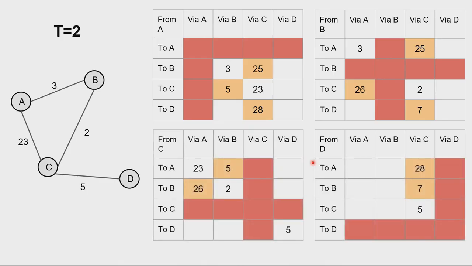Similarly, all the nodes A, B, C, and D calculate or update their routing table based on the broadcasts that they receive.